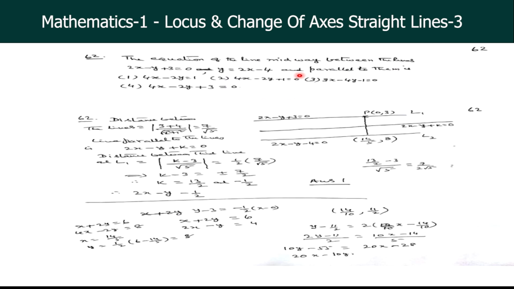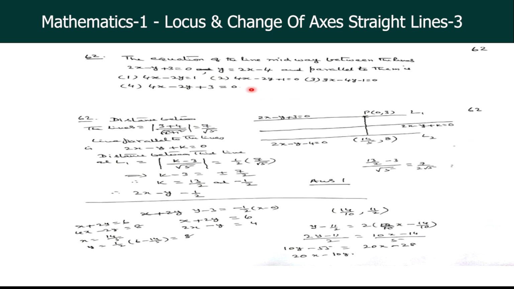Next, the equation of a line midway between the lines 2x minus y plus 3 equal to 0, y is equal to 2x minus 4 and parallel to them is: first one is 4x minus 2y is equal to 1, second 4x minus 2y plus 1 equal to 0, third 3x minus 4y minus 1 equal to 0, and fourth 4x minus 2y plus 3 equal to 0.